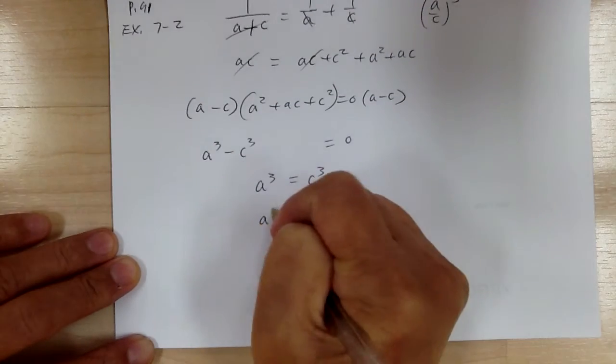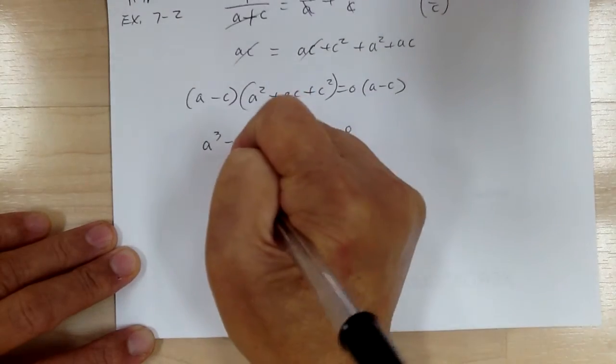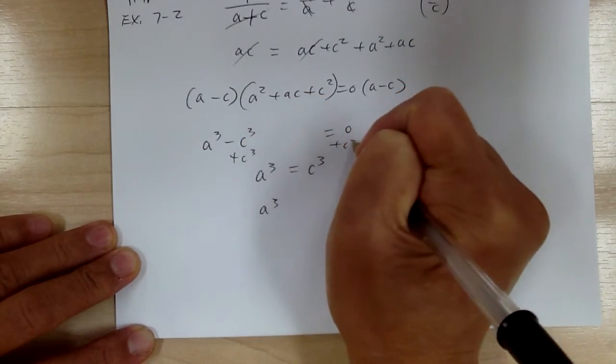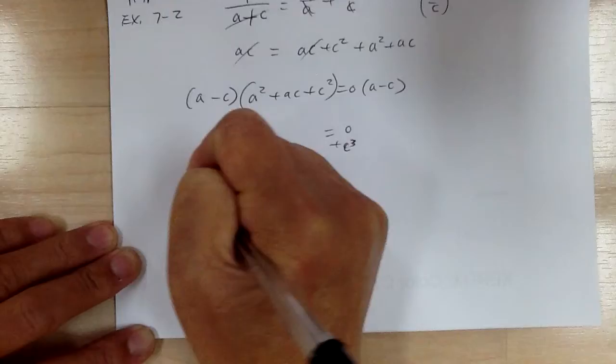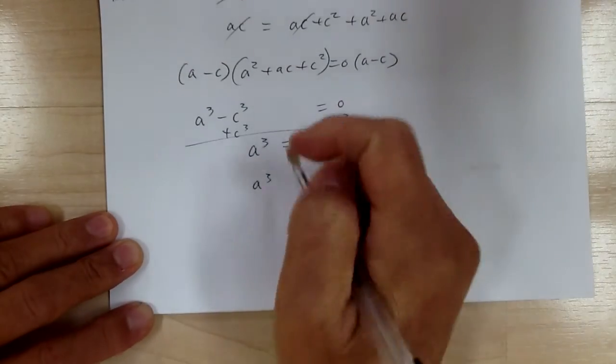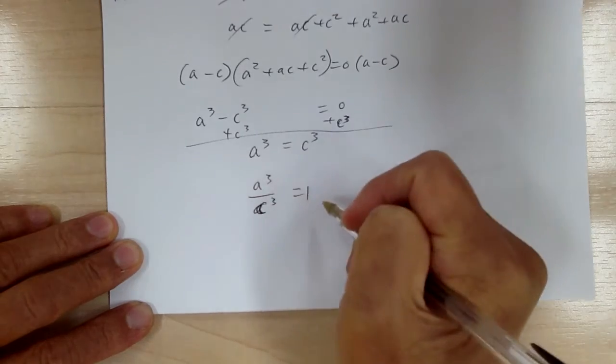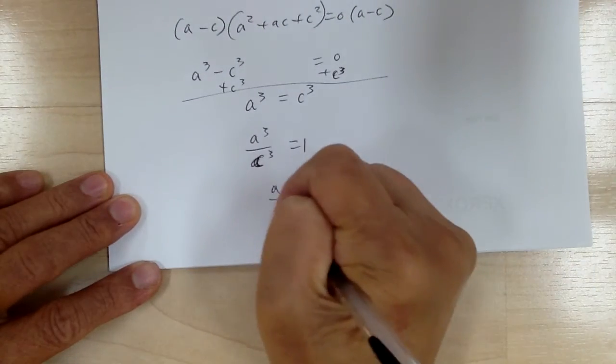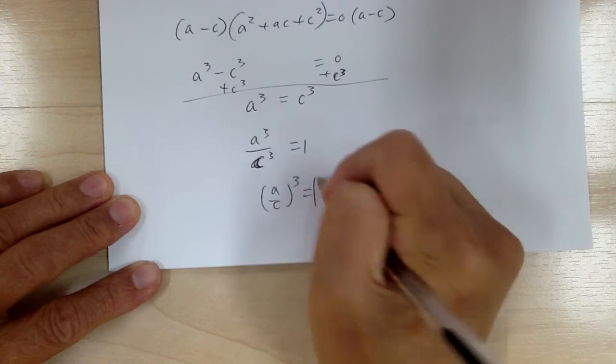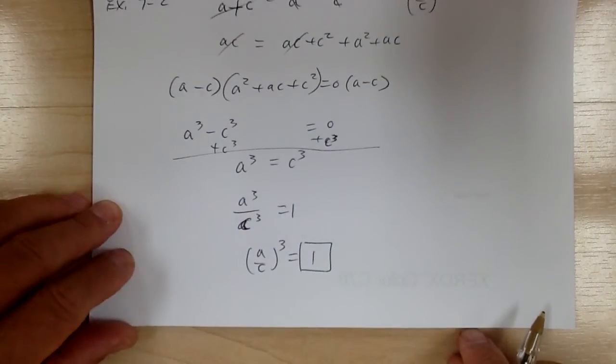Then you add c cubed on both sides. Then you divide, so you got a cubed over c cubed equal to 1. And therefore, (a over c) cubed equal to 1. Okay.